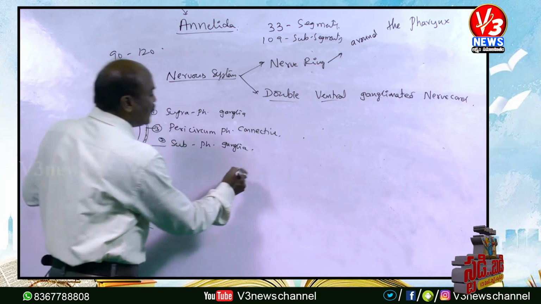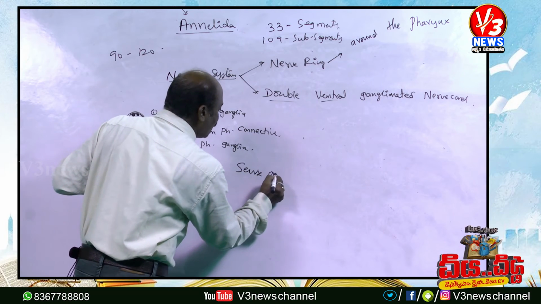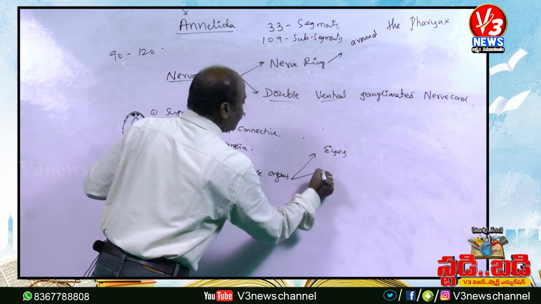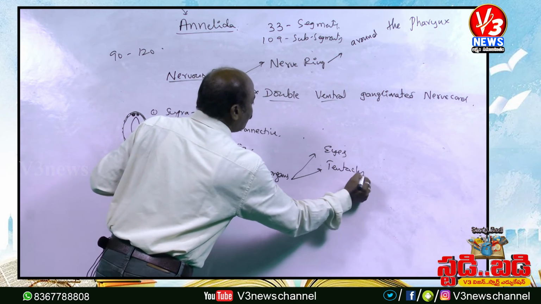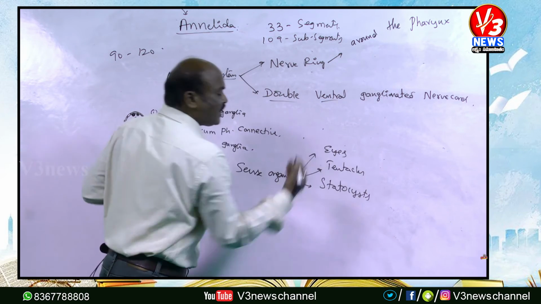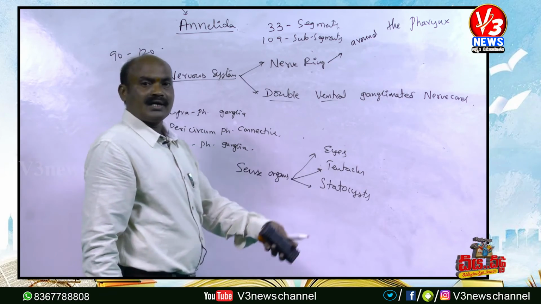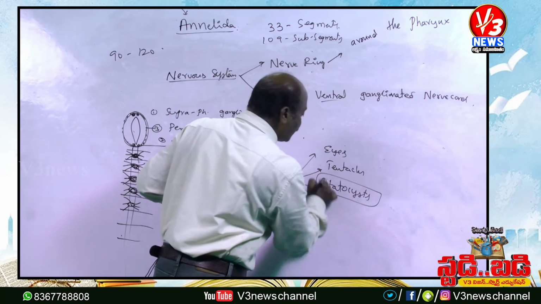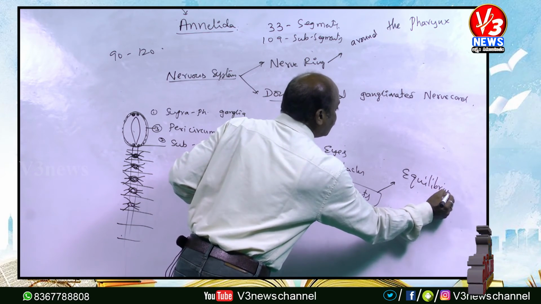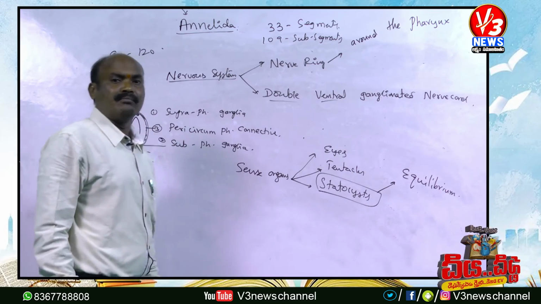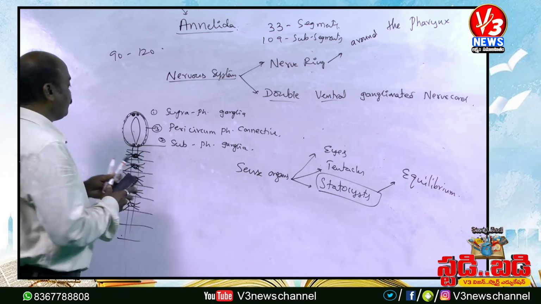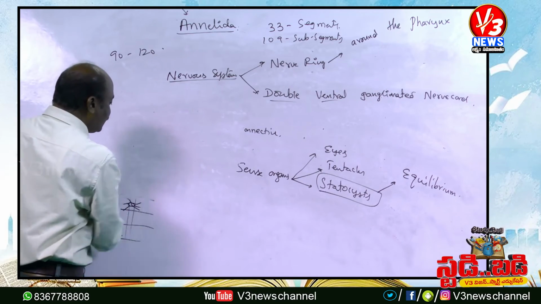And coming to sense organs like eyes, tentacles, and one more very important point, the statocyst. Eyes and tentacles are not important for entrance examinations. Only the statocyst is very important. These statocysts are for equilibrium. They maintain equilibrium, or body balance. That's about the nervous system.